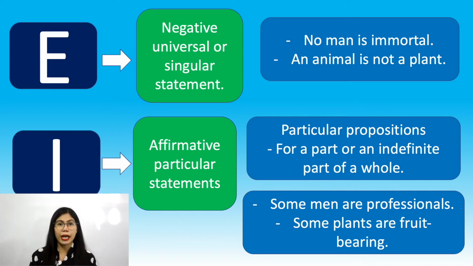It only applies to its parts. Example, when I say some men are professionals, it means that not all people are professionals. There are only some. It doesn't apply to all. And when I say some plants are fruit-bearing, it only means that not all plants bear fruits.